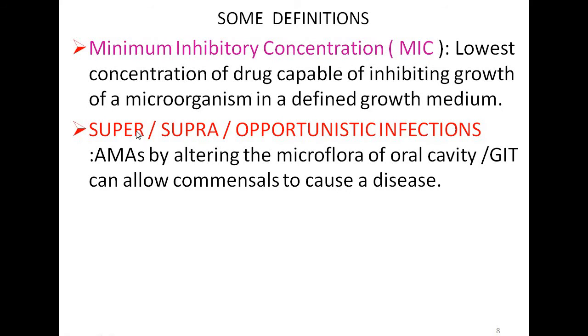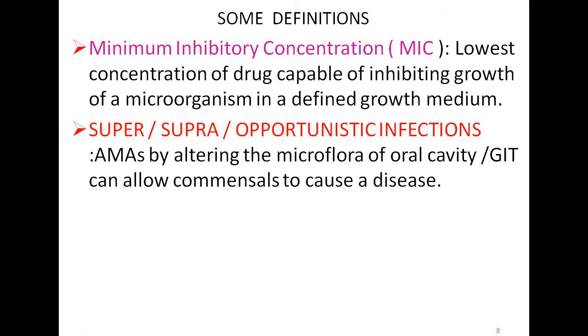Another definition here is superinfection, also called suprainfection or opportunistic infection. Commensals are microorganisms which are normally present in a host. They do not cause any disease under normal conditions. But these commensals can become disease causing if the microflora of the oral cavity or the gastrointestinal tract is altered by an antimicrobial agent.